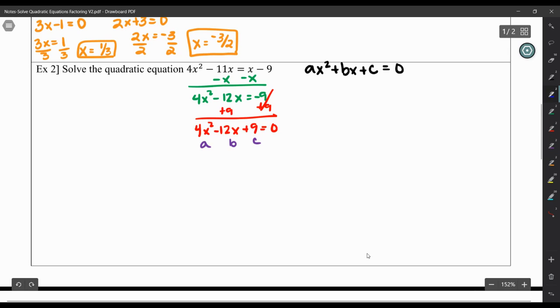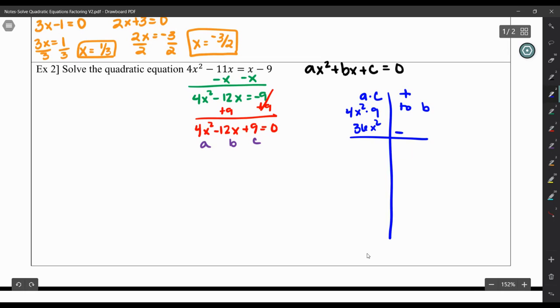So now you're going to start your table. We're going to do a times c. So we're going to do 4x squared times 9, which makes 36x squared. And we need two numbers that multiply to be 36x squared, but add up to be b, which in this case is negative 12x.